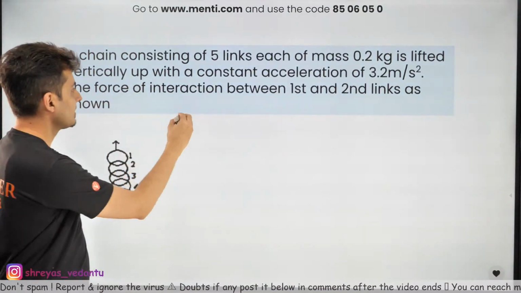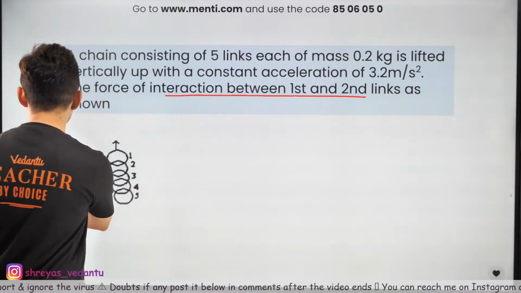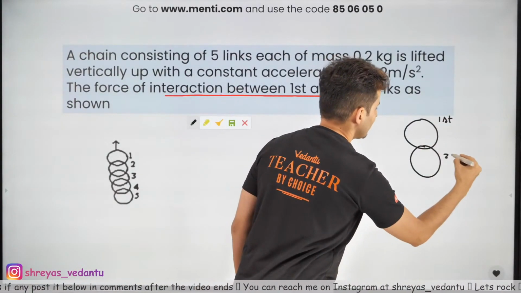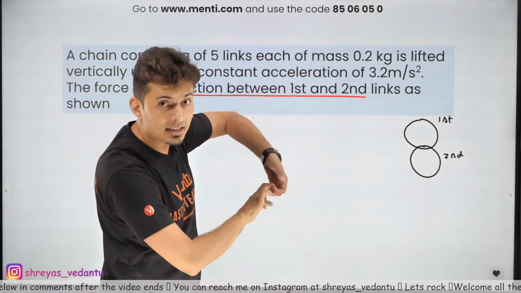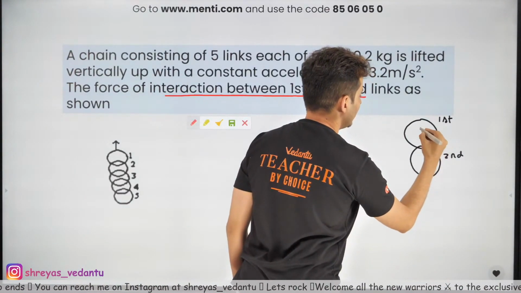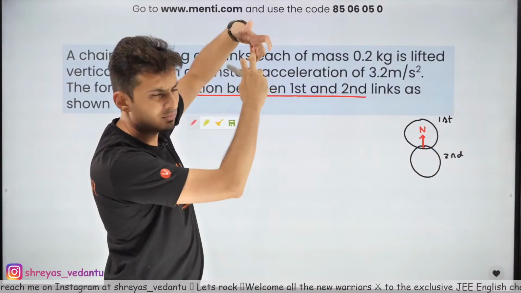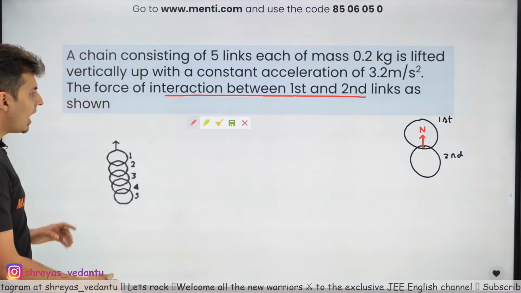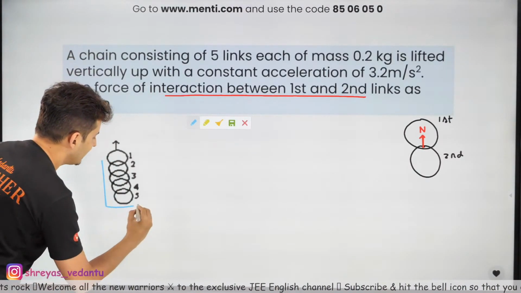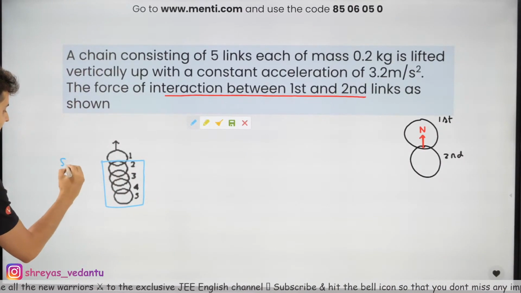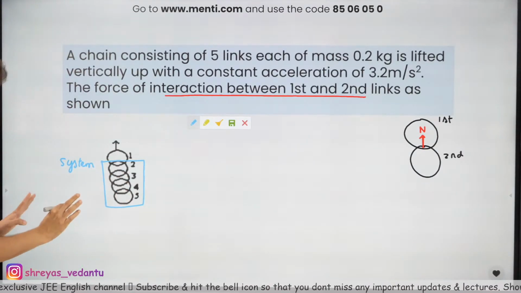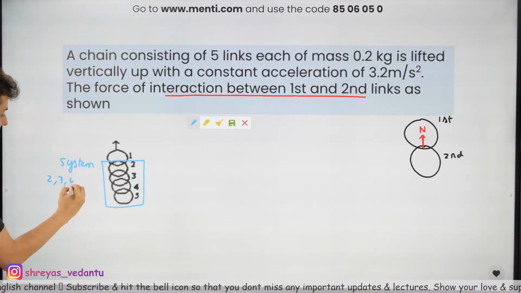See, the question says the interaction between the first and the second link. So just to give you an idea, if this is the first link and if this is the second link, understand the first link will pull the second link upwards with some normal force, I'll just call it n. So how about taking 2, 3, 4 and 5, that's everything below 1, as my system, because then I don't have to worry about the internal forces between them. That's why I have taken them as a system. So system is 2, 3, 4, 5.